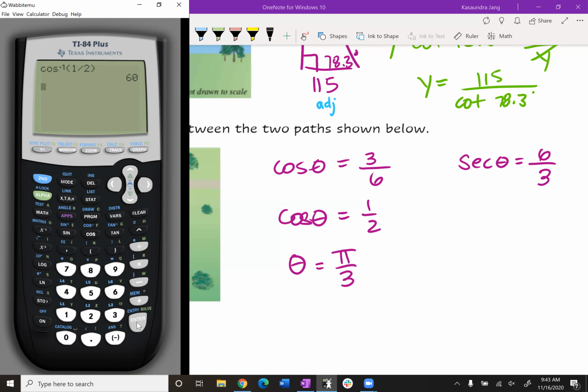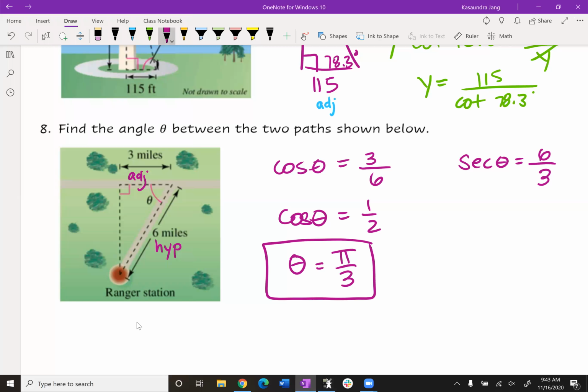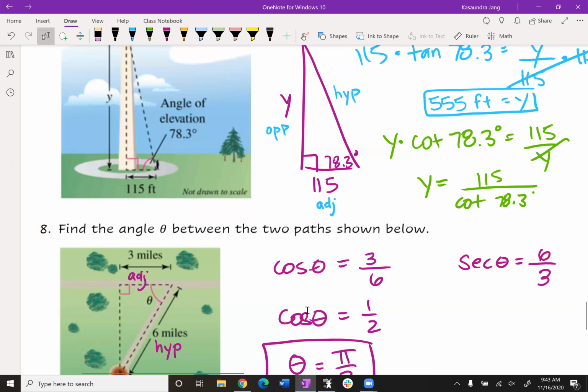All right, if you're not familiar with the inverses, don't stress about that. We had this on the unit circle. We could find this off of the unit circle. All right, so I think that's the last problem for today. Do you guys have any questions on this stuff?